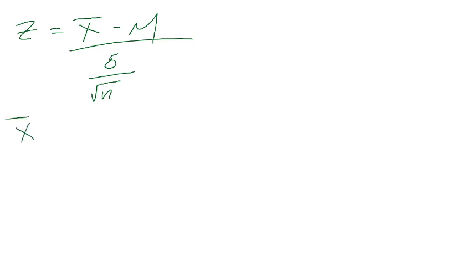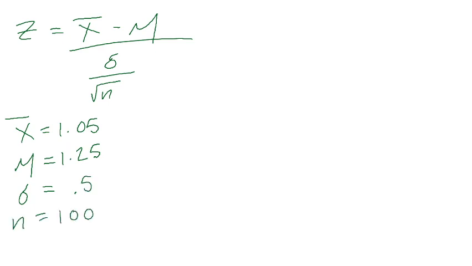X bar for the rats that did receive the drug was 1.05. The mean of normally distributed rats' reaction time was 1.25. These are both in seconds. We have a standard deviation of the population of 0.5. And then we have an n equal to 100. Those were all given in the question. And of course, when you have questions like this on the homework and on a quiz, they will be very fleshed out. It won't just be my quick notes here on the whiteboard.